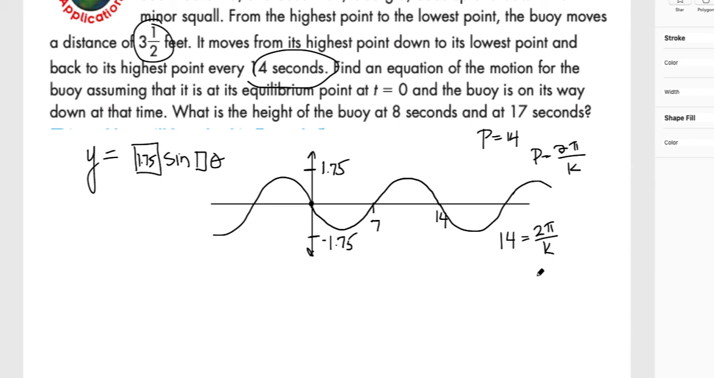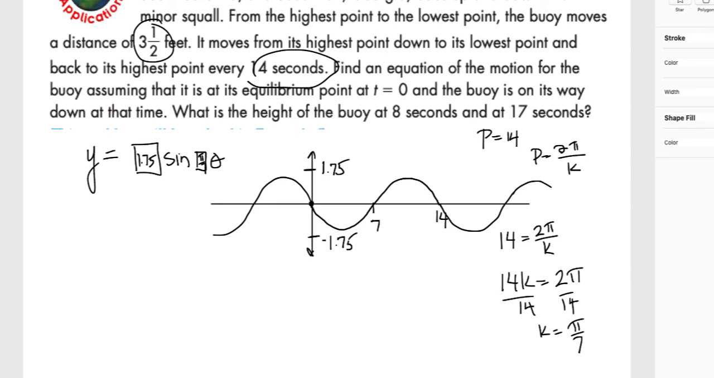Solving for k, sometimes I'll do it this way: 14k is equal to, if I multiply both sides by k, 2 pi. Divide both sides by 14, and I get that k is equal to pi over 7. So now I know that a pi over 7 goes right here. But if you were to graph this, we wouldn't get the graph that we are working on.